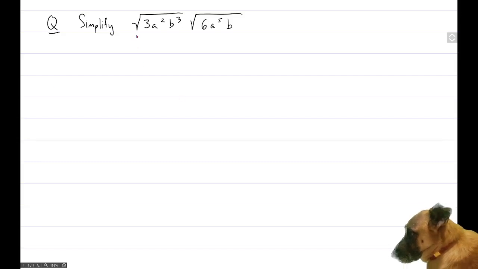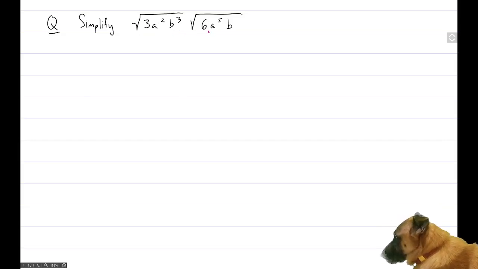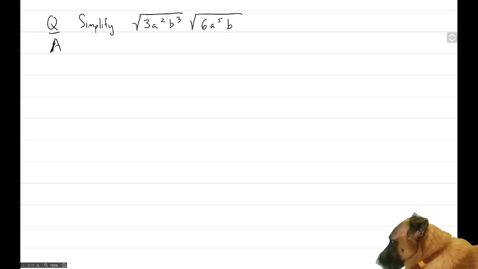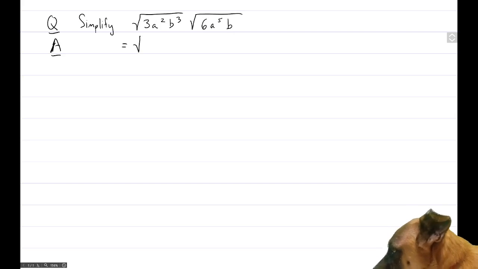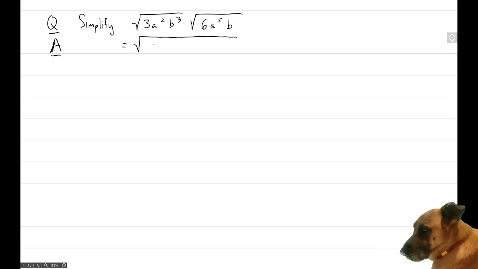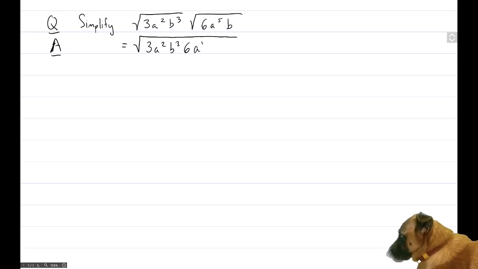To simplify the expression, the square root of 3a squared b cubed times the square root of 6 times a to the 5th times b, for our answer, we'll start by just combining the product here, one root times another. These are both square roots, so we can combine them into one like this: the square root of 3a squared b cubed times 6 times a to the 5th times b.